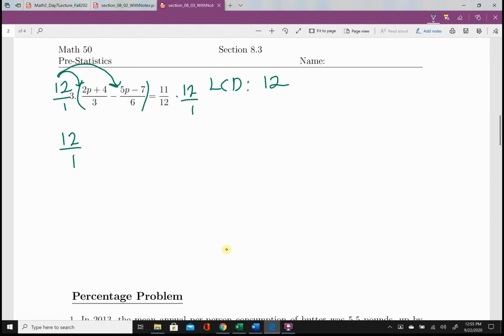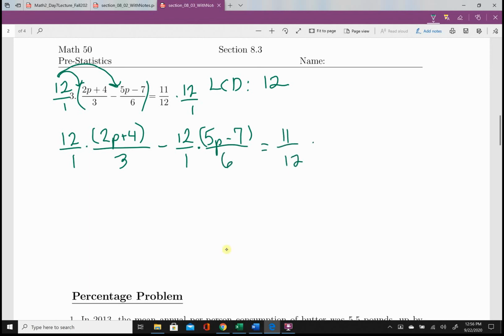So 12 over 1 times 2p plus 4. I think it's imperative to put the binomial numerator in some parentheses there just to make sure that everything gets dealt with properly. That'll be 5p minus 7, again, parentheses on that one, over 6. And that's equal to 11 over 12 times 12 over 1. And then now it's slashing time. The 12 and the 3, they have a common factor of 3. 3 divides itself to once, divides 12 4 times.